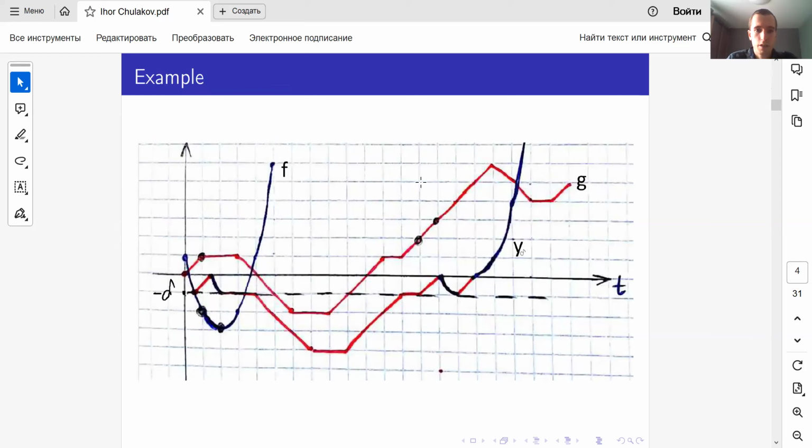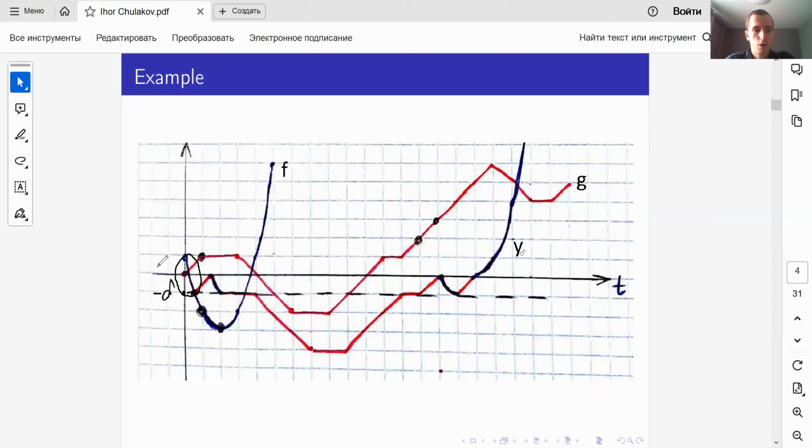Here on this picture you can see an example of this problem and its solution. The functions f and g are given, and using them we build the dynamics y delta. Let's see how exactly it is built. First of all, we start exactly like function f. Here our function y delta and f coincide exactly. But then we hit the level minus delta, and at this point we make a switch to the dynamics of g. From this point, our dynamic y delta behaves like g, but a little bit shifted.